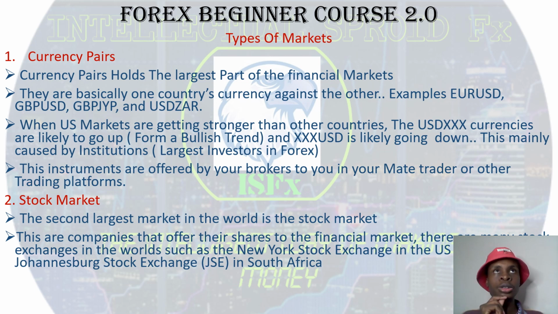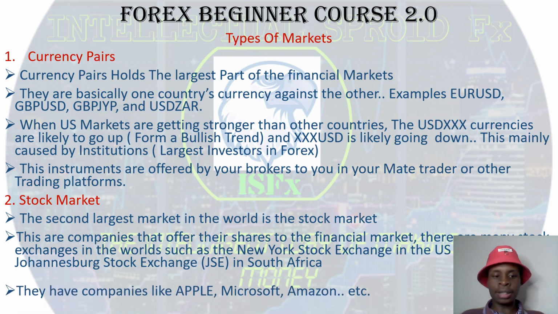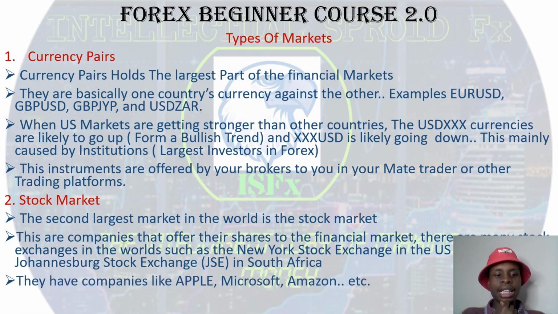And also, let's say you trade Apple. Apple has a larger correlation with the S&P 500. If you look at the S&P 500, which I'll speak about, and Apple, you will see that Apple goes with the S&P 500, but that is something to discuss in other lessons, not now. And then they have companies like Apple, Microsoft, Amazon, etc. Many companies in the stock market.